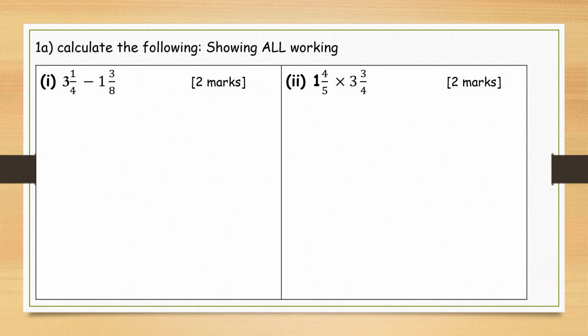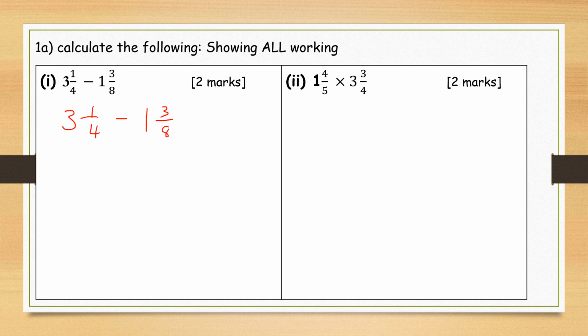1A. Calculate the following, showing all working. Part 1, 3 1/4 minus 1 and 3/8. That's part 1, and that is for 2 marks. So let's go right into it. We're going to convert. So let's write it over here: 3 1/4 minus 1 and 3/8.